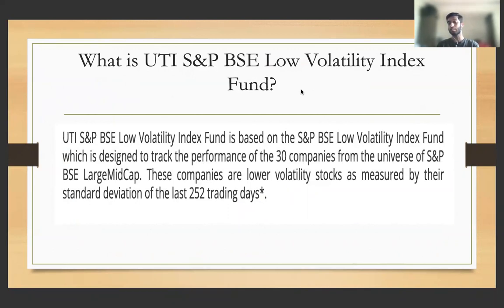So basically, S&P, Standard and Poor, is a rating agency, and this is an index of 30 companies which belong to the large cap and mid cap category and are comparatively less volatile than other companies in the stock market. So these 30 companies are selected by a moving average of 252 days using standard deviation.